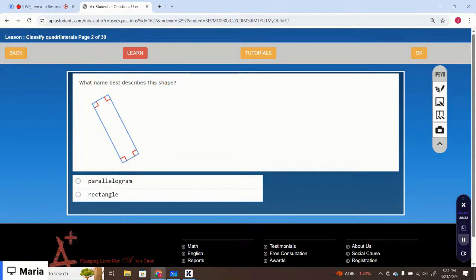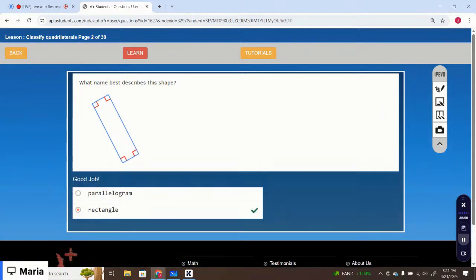What name best describes this shape? Parallelogram, rectangle. So there are four right angles. So that is the rectangle. A rectangle is a parallelogram with four right angles. So that is rectangle.